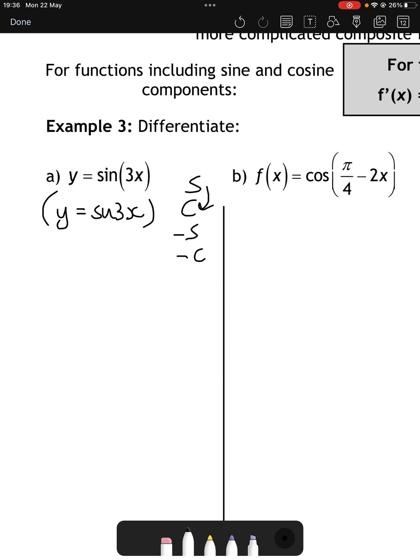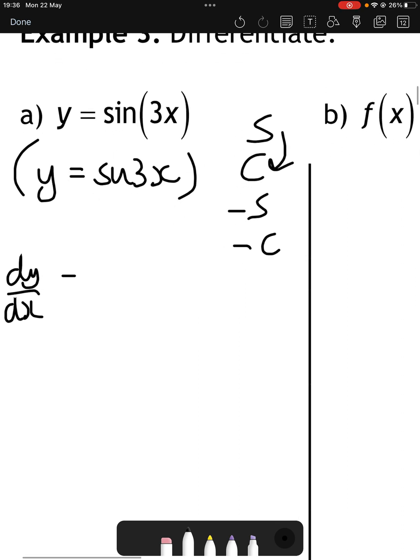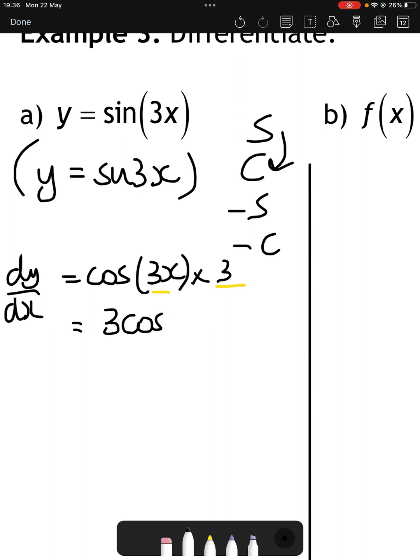sine, we go down the way, so it goes to cos. So dy by dx, right, sine goes to cos, so it's going to be cos of 3x, then we look inside our bracket, differentiate it, we get a 3. 3x goes to 3, so 3 cos 3x, and that'll be you.